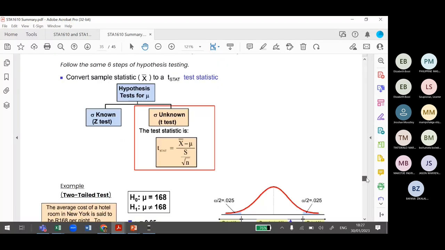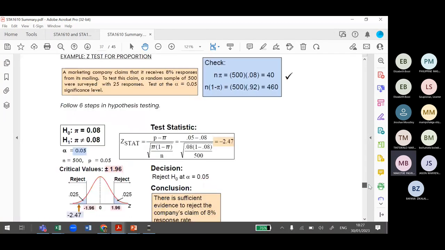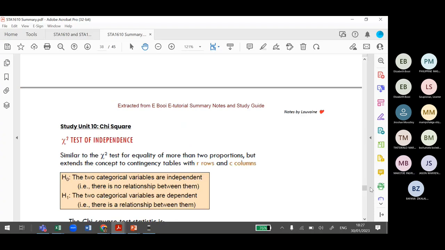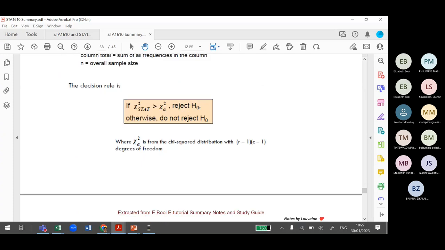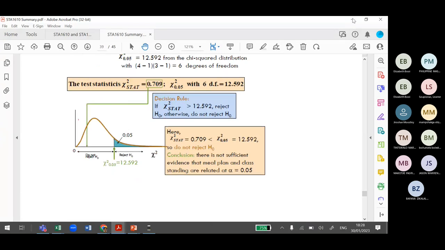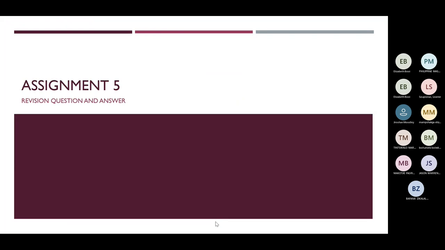And remember, with chi squared, you only need to do chi-square for independence, right? So these are the notes that you're going to study, and you're going to use them as well when you are writing your exam. So let's recap on chi-square. In terms of chi-square of independence, we only use independence. So there are also 6 steps or 5 steps.